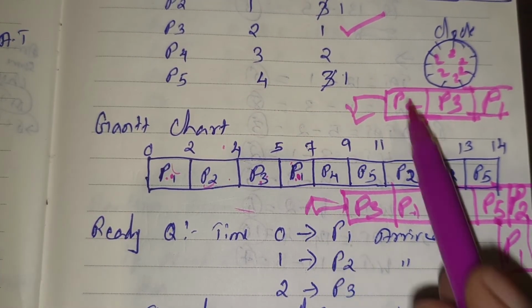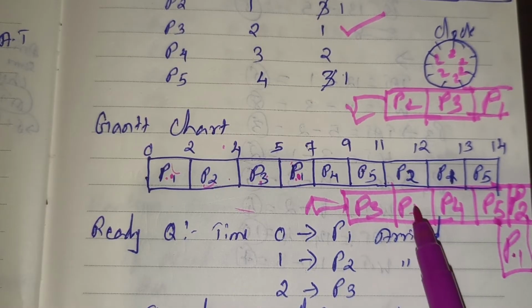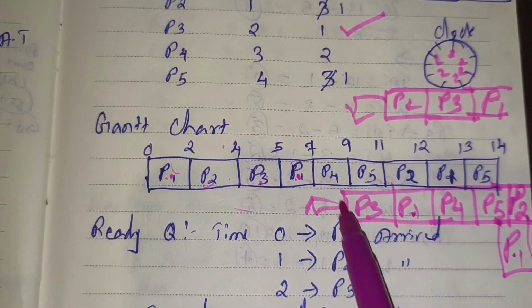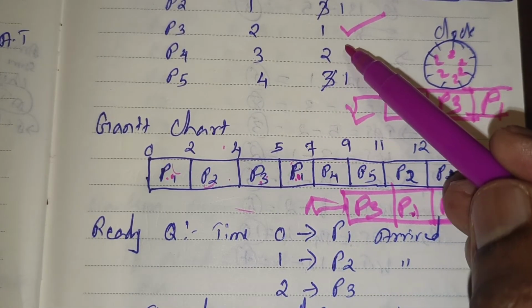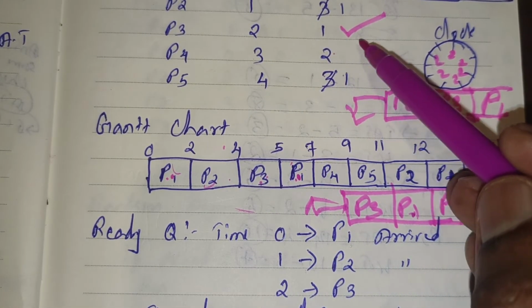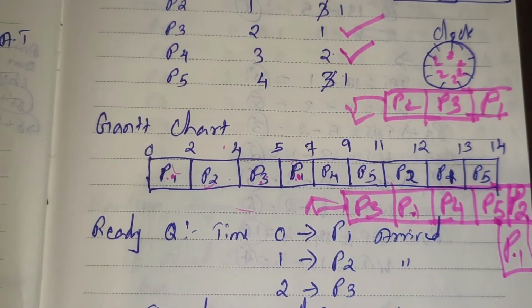So after P1 is getting outside and ready in the queue, who is next to P1? You can check it. P4 is coming inside. How long will this P4 be executing? It will execute for 2 seconds and its burst time is also 2. So this process comes to an end.